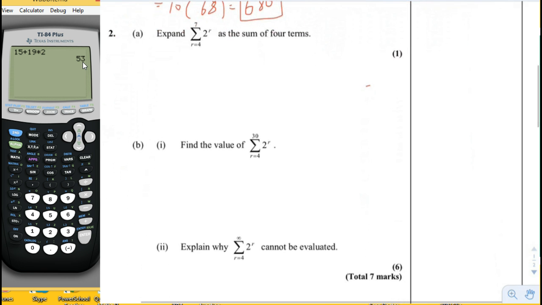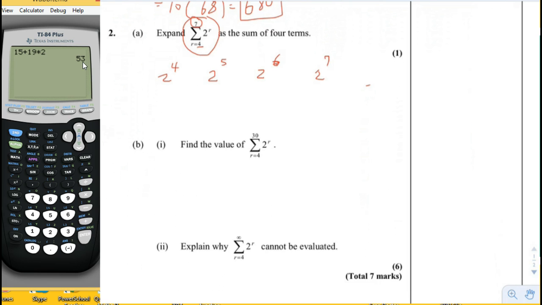Number 2, expand this summation as the sum of 4 terms. They just want you to show that you know what the sigma means and how you use it. This is an interesting one because normally we start with 0 or 1, but they start with 4. So the first term, you substitute the 4 in for r, so that would be 2 to the 4th. The second term would be 2 to the 5th. The third term would be 2 to the 6th, and we would continue until we get to 2 to the 7th.